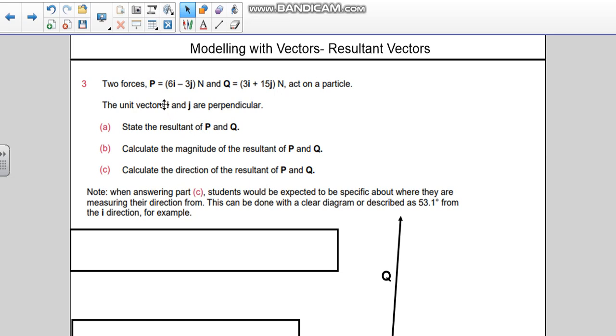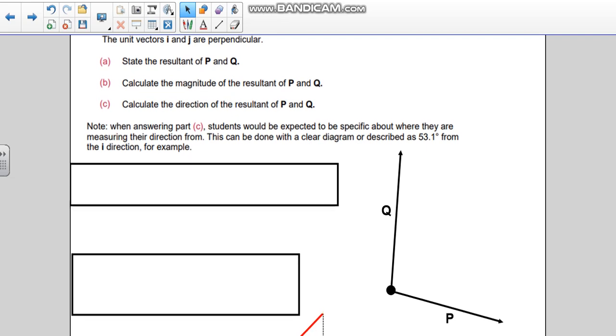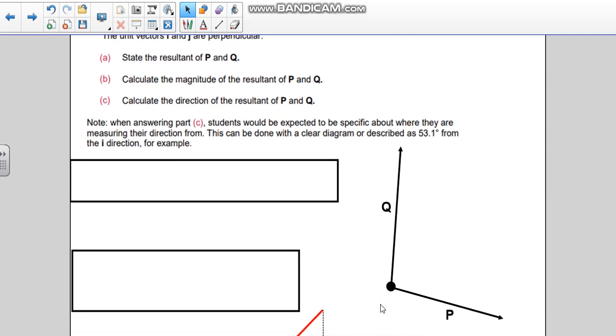So we've got two forces, P, which is 6i minus 3j newtons, and Q, which is 3i plus 15j newtons, acting on a particle. It's reminding us that i and j are perpendicular, so i is going in the horizontal positive x direction and j goes in the positive y direction. When we say things are acting on particles, they could be pulling or pushing the particle, it doesn't matter, but both of them need to be doing this together.